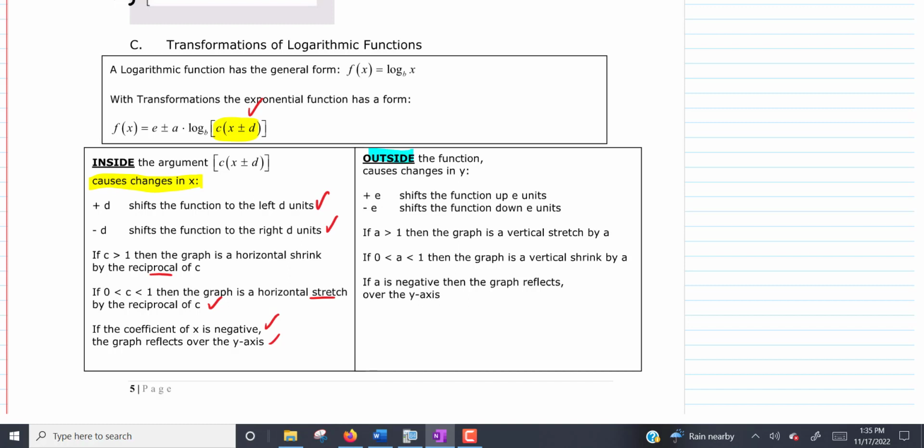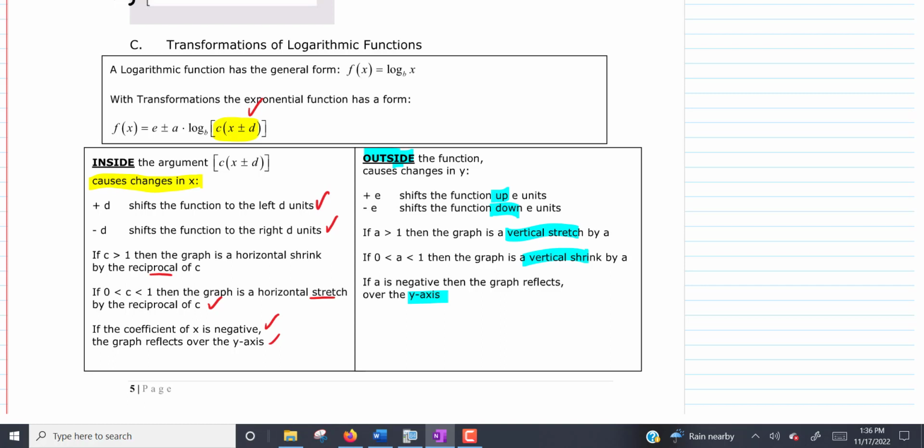If you're outside the function, then you're going either up or down, or you will vertically stretch or shrink, or you will reflect over the x-axis. So again, when you learn transformations, always think of inside and outside.